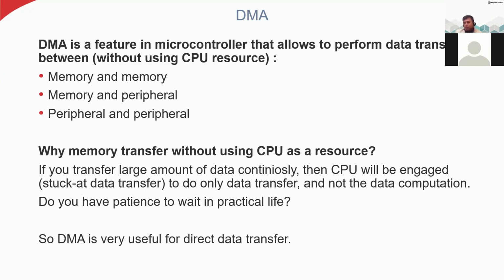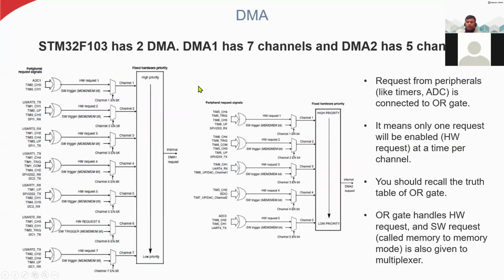So in that kind of situation, we need to have some new logic to handle these data transfers within the microcontroller without using the CPU. For that purpose, we use this DMA. So DMA is very useful for direct data transfer without using the CPU. For example, this F103 has two DMAs: DMA1 has 7 channels and DMA2 has 5 channels. So it has two DMAs, each one has a different number of channels.